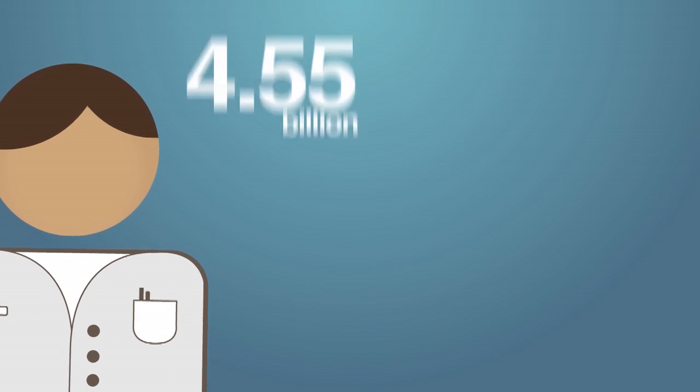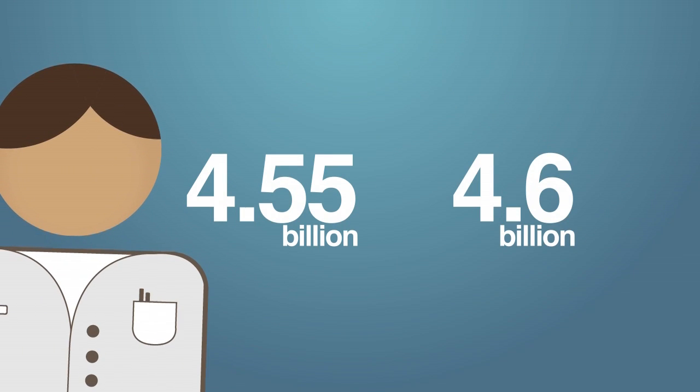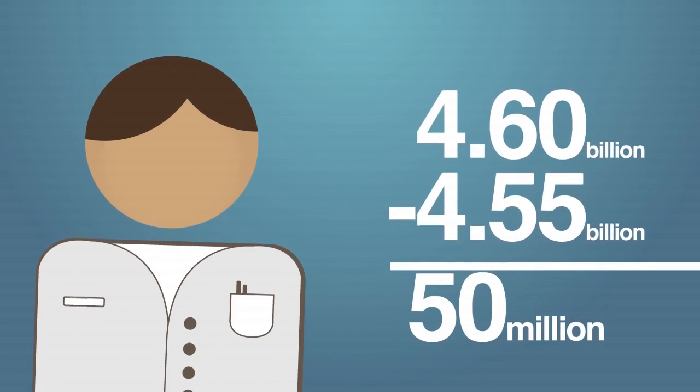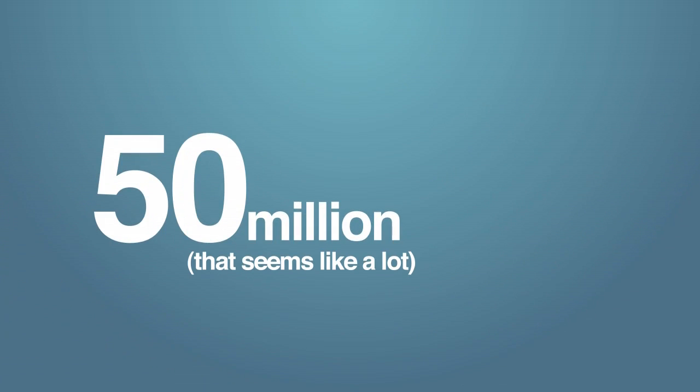First off, many scientists now regard the age of the Earth to be between 4.55 and 4.6 billion years old. Okay, so if this method is reliable and accurate, why the 50 million year discrepancy? That seems like a lot. But let's get into some details here and see what's going on.